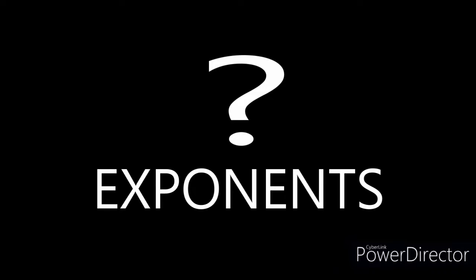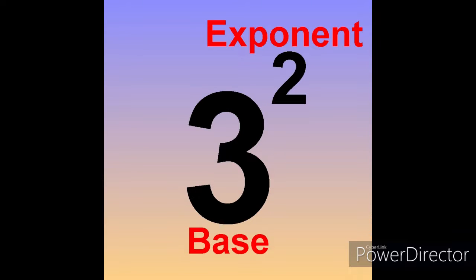What are exponents? Exponents are those little numbers hanging on the right-hand corner of another number. The number 3 is called the base, and the small number 2 hanging up there is called an exponent. This whole thing is called an exponential expression.